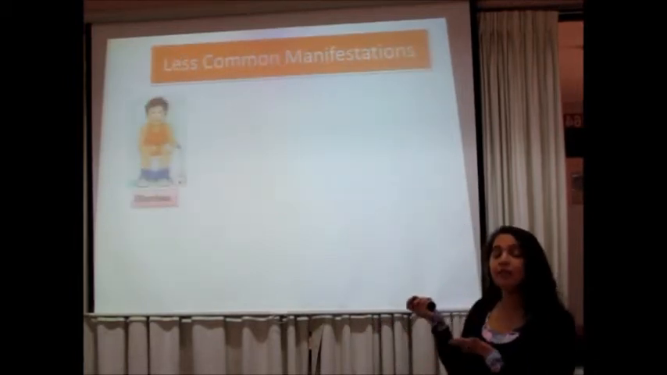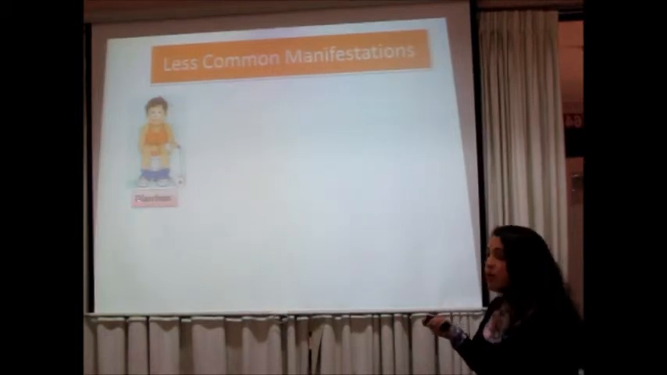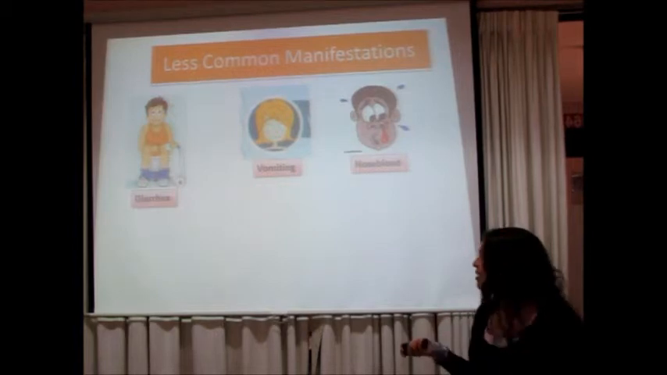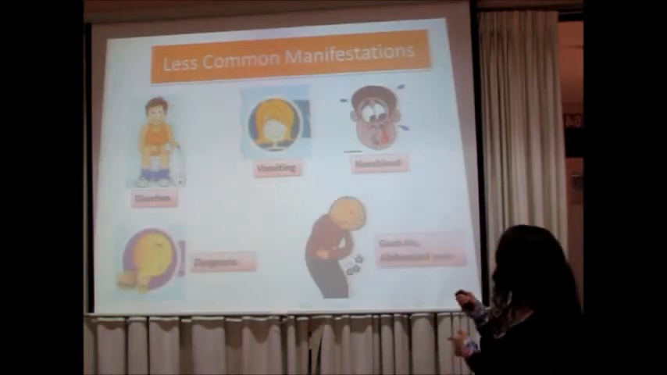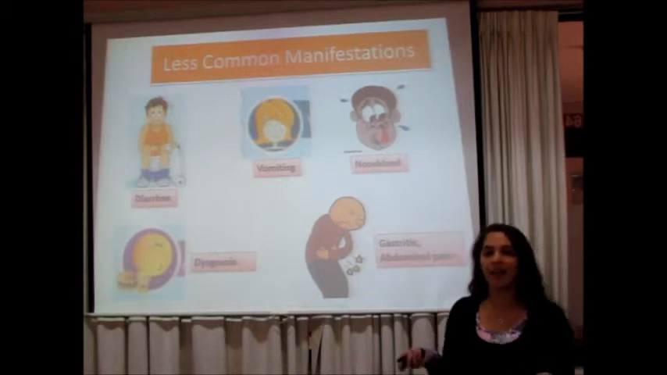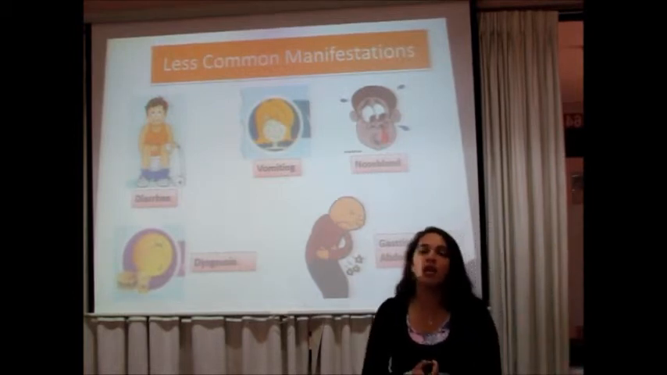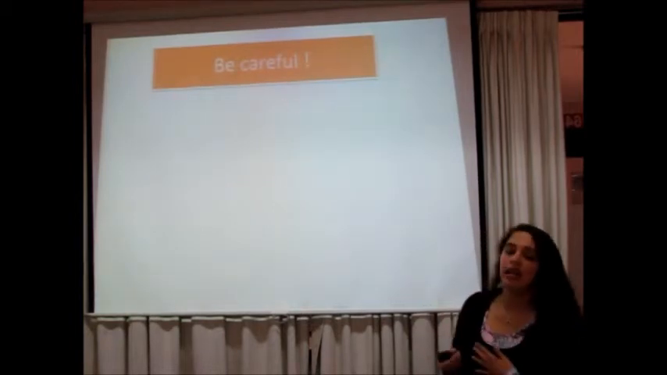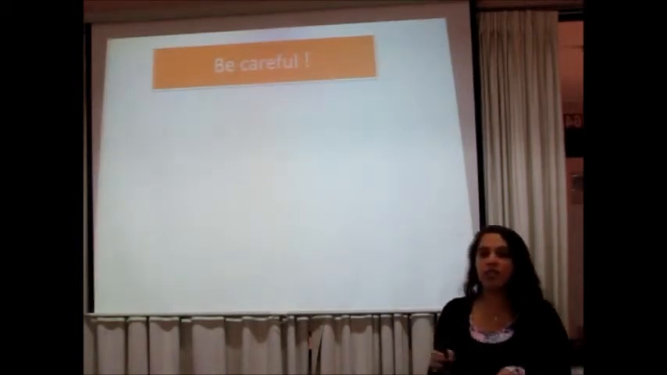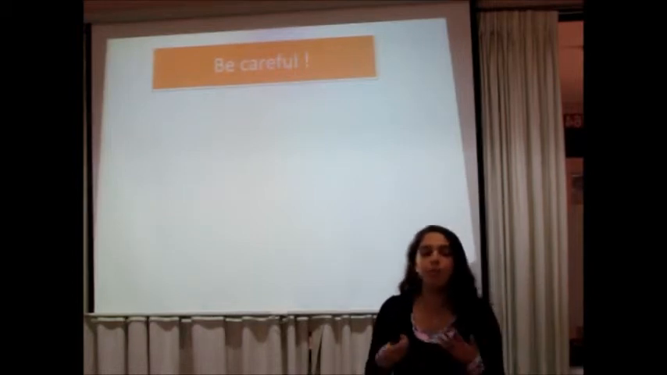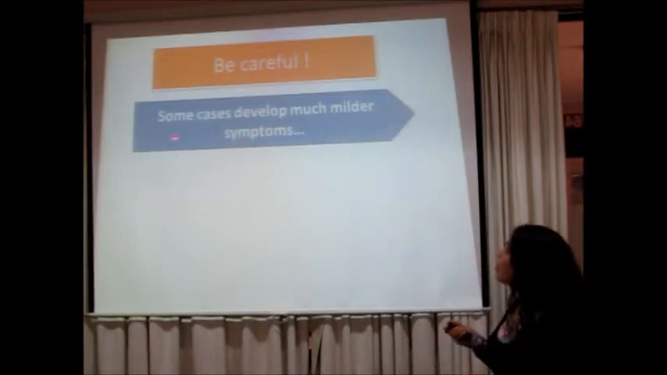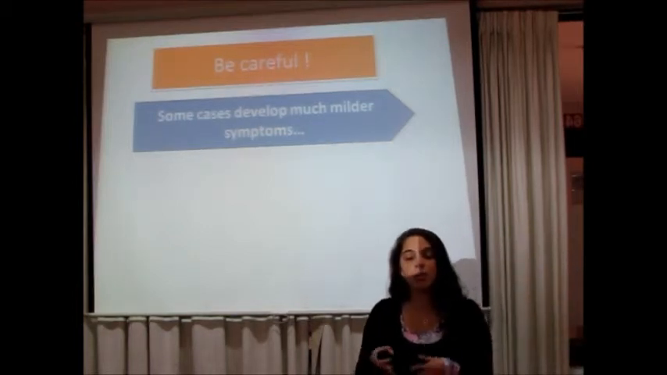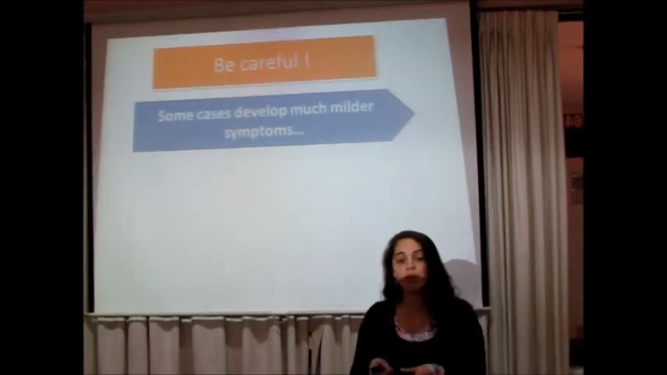The less common manifestations include diarrhea, vomiting, nosebleed and gingivitis, dysgeusia, and gastritis with abdominal pain, and sometimes there may be liver and renal complications. Be careful. We need to know a couple of things about this disease because it's very important. For example, some cases develop much milder symptoms which appear as almost subclinical forms and usually appear with the first infection.